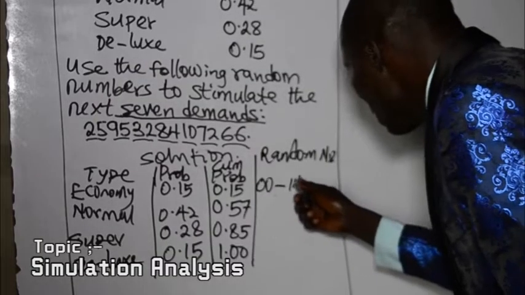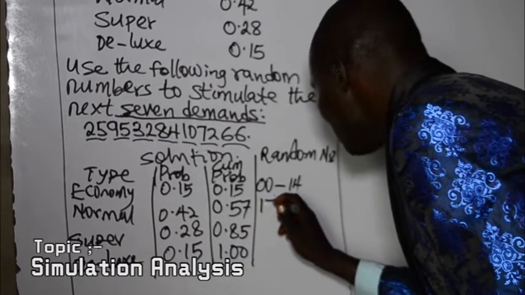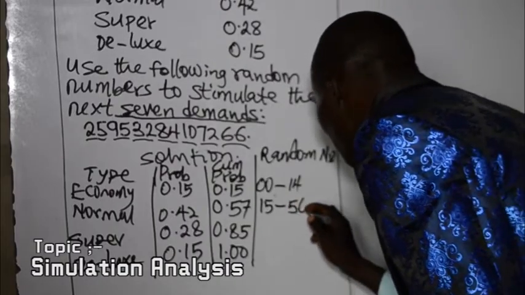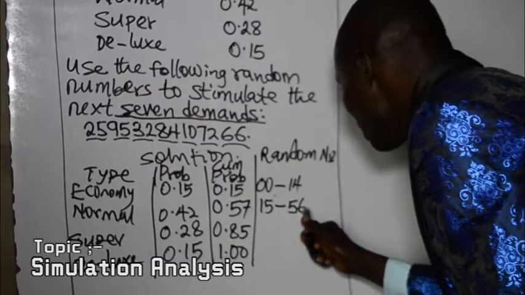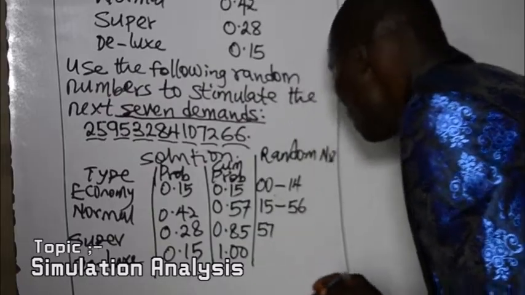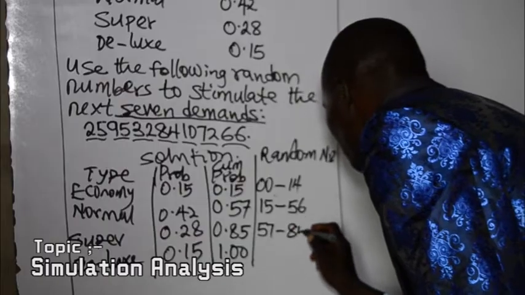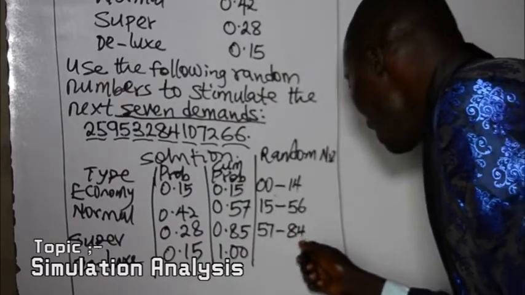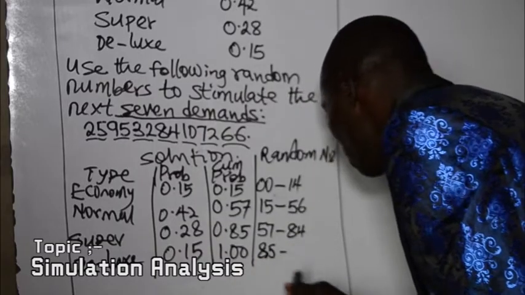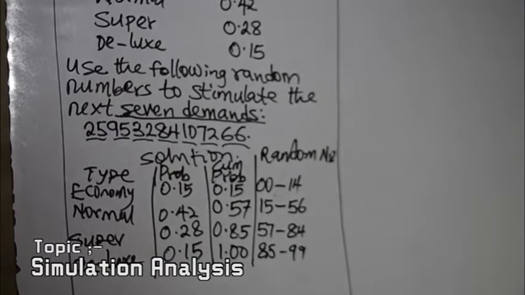Then see, this one ended at 14, so the next one will immediately start from 15. So we have 15 to, if you decrease 57 by 1, 56. Since this one ended at 56, the next one will start from 57. If you decrease 85 by 1, you have 84. Then the next one will start from 85, and this is 100. If you decrease 100 by 1, then you have 99. That is your random number range.